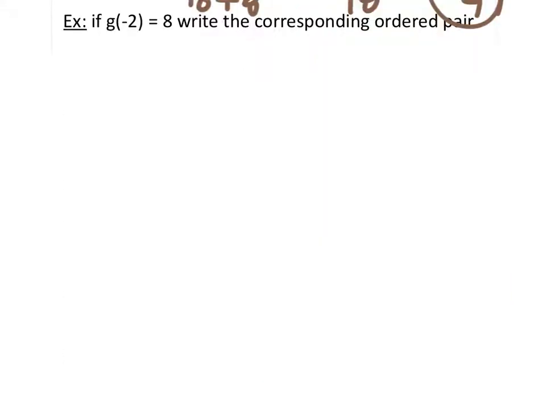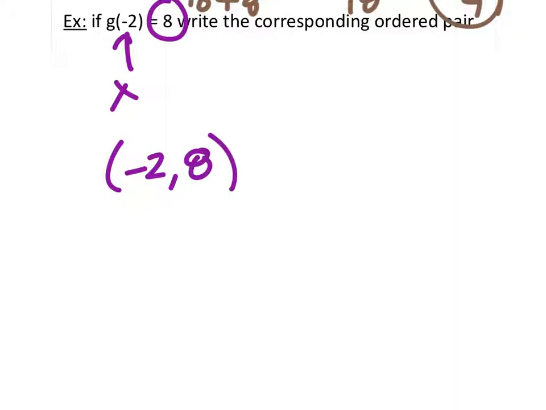All right, what about writing this, g of negative 2 equals 8, as an ordered pair? Well, that's usually the x value right there. So it's negative 2. And this would be where the y goes, is 8. Negative 2, 8.